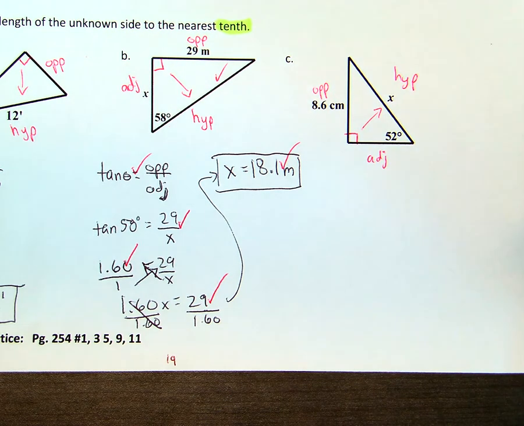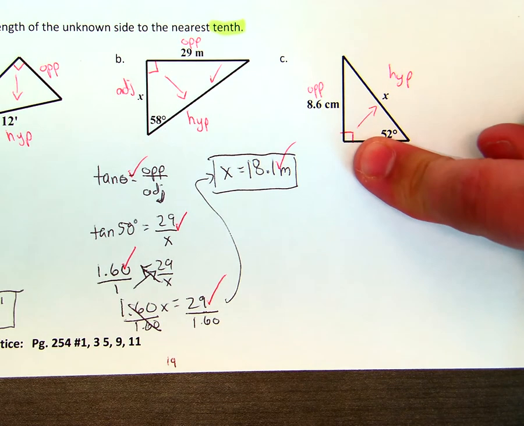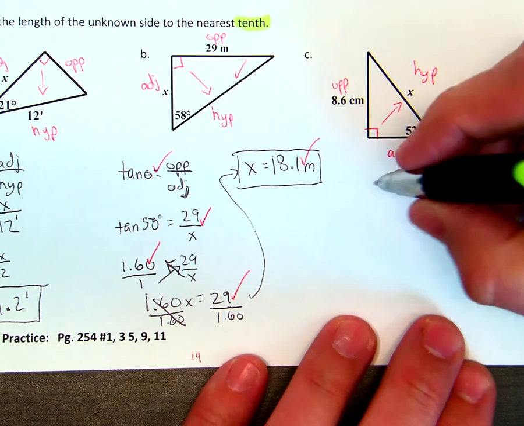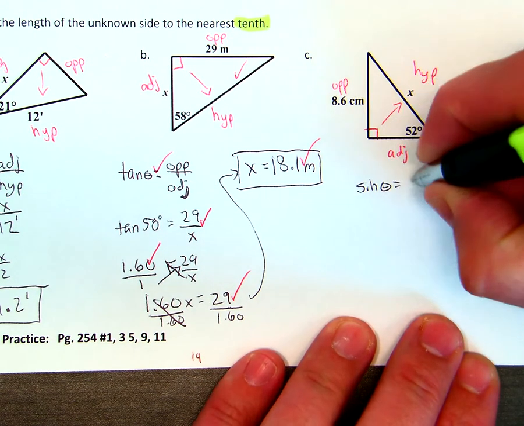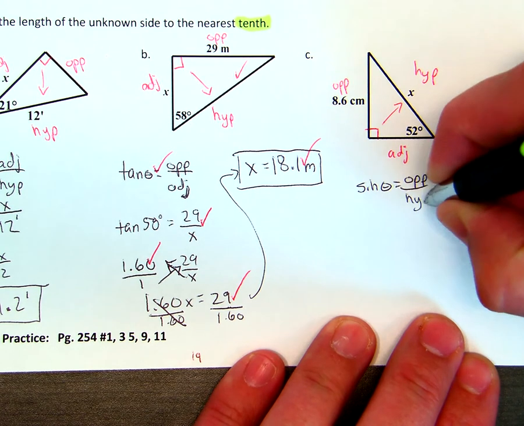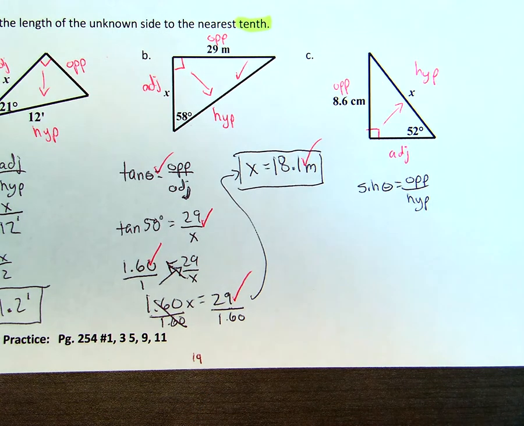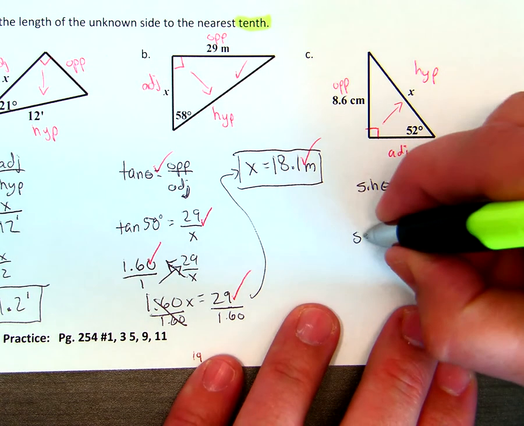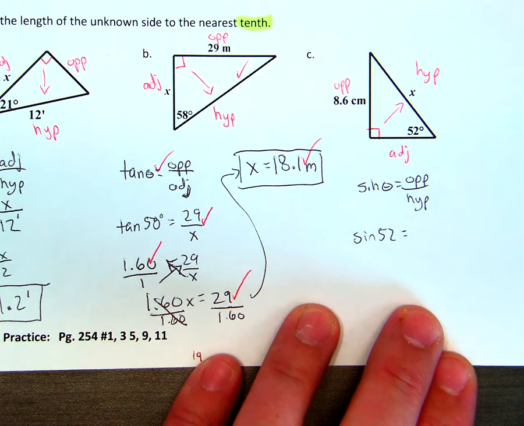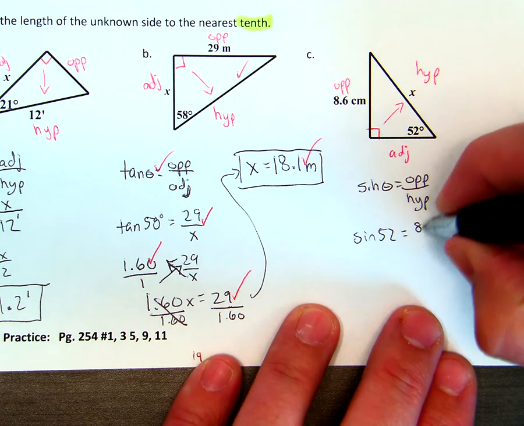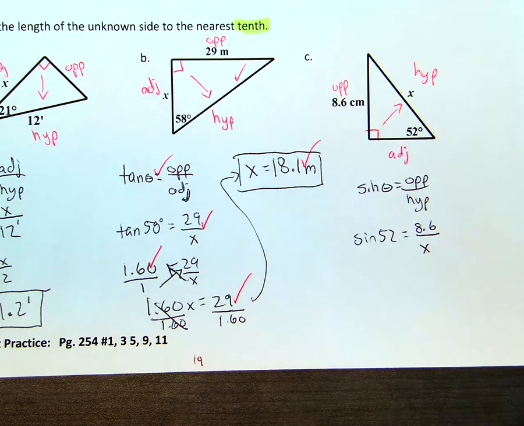So you look at what you need. I want the hypotenuse, I know the opposite, and I don't care about the adjacent, so that is sine. So I'm going to have sine theta equals opposite over hypotenuse. Replace the theta with 52, so sine 52. The opposite is 8.6. The hypotenuse is x.